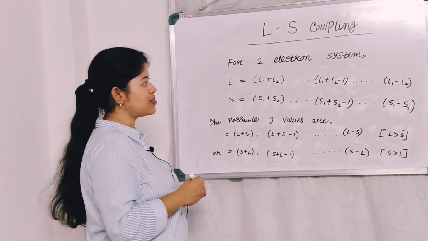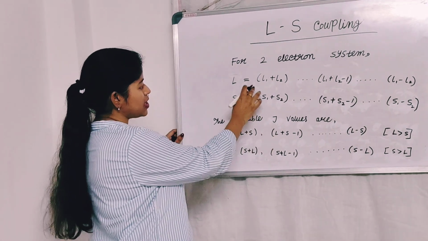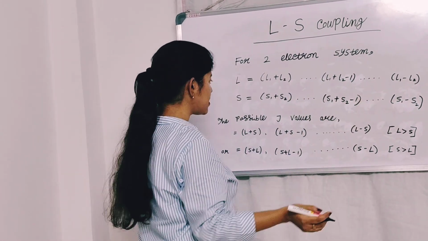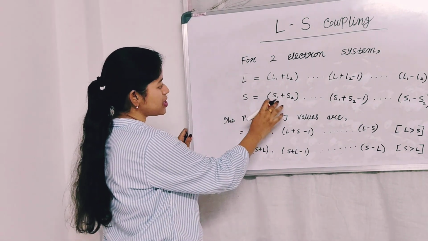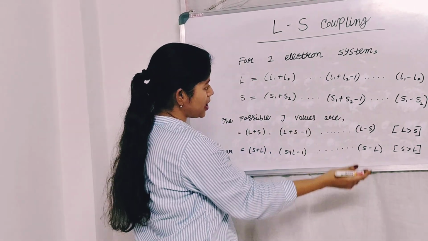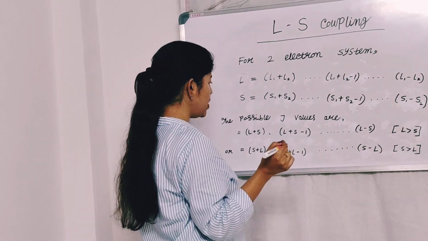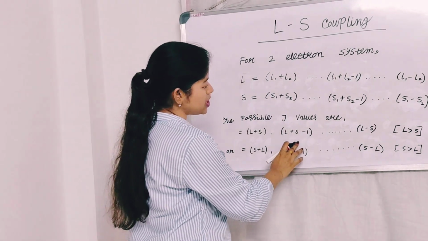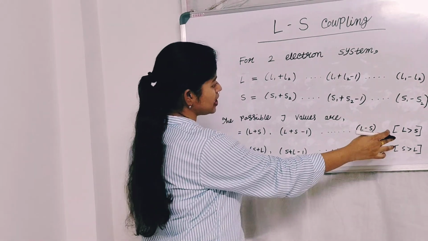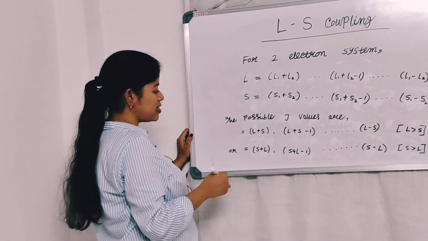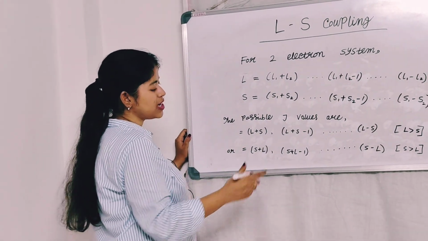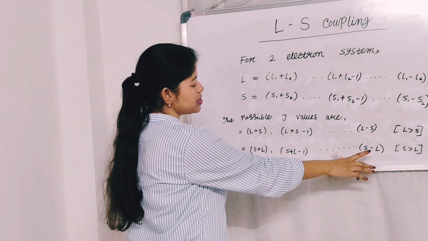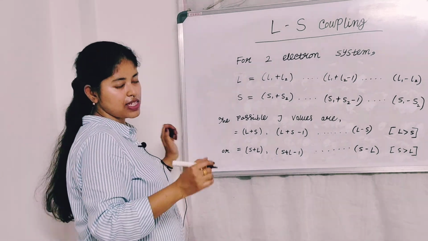So for a two electron system, L can take values L1 + L2, L1 + L2 − 1, up to |L1 − L2|, and S can take values S1 + S2, S1 + S2 − 1, up to |S1 − S2|. The possible J values are L + S, L + S − 1, up to L − S when L is greater than S, and when S is greater than L, the J values will be S + L, S + L − 1, up to S − L.